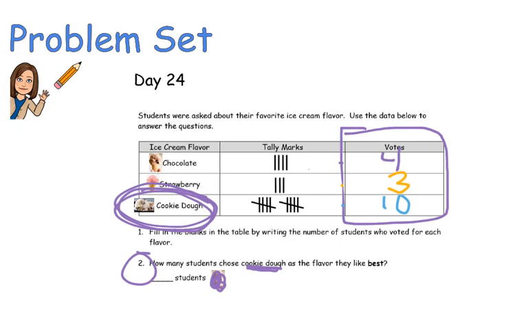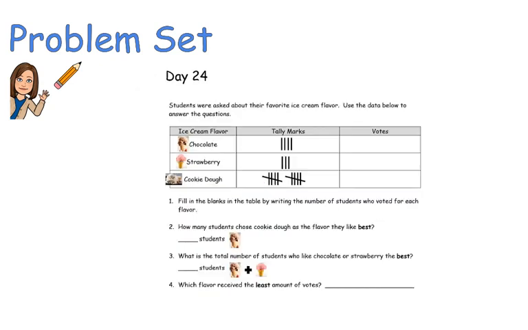Alrighty, so how many students chose cookie dough? So let's see. Let's look. How many? 10. So write 10 students on that little line. Alright, next.